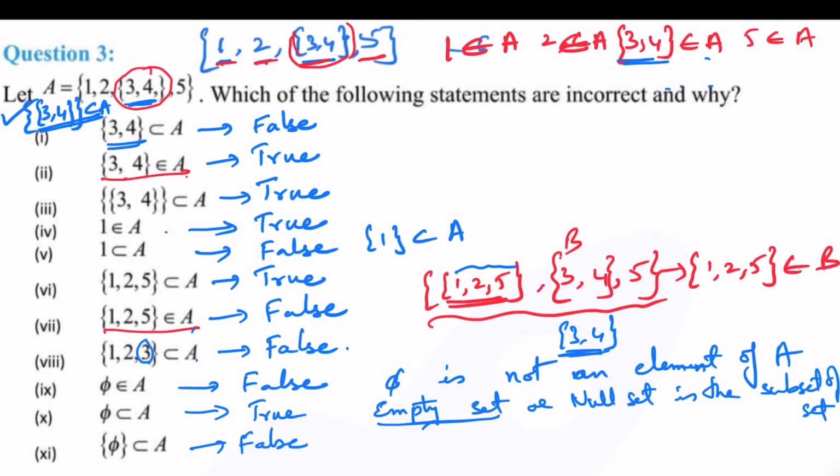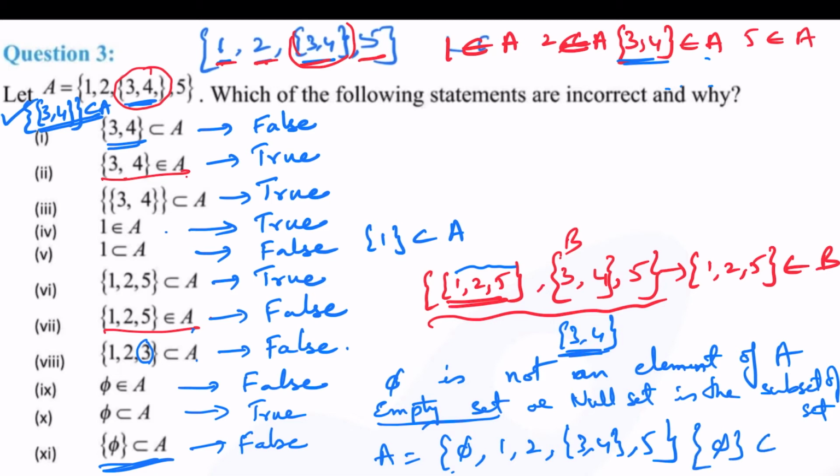This statement will become true only if A is having this element in this way. If it is having this element in this way, then you could have told that 5 within these braces would be a subset of A. Then this would be a true statement. But because 5 is not present in our original A, this is a false statement.